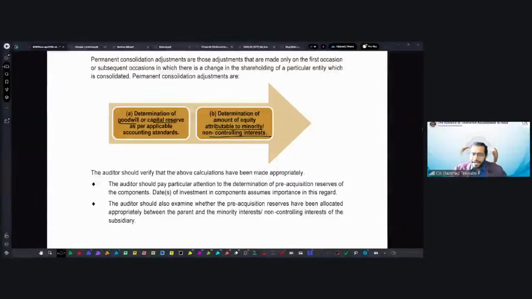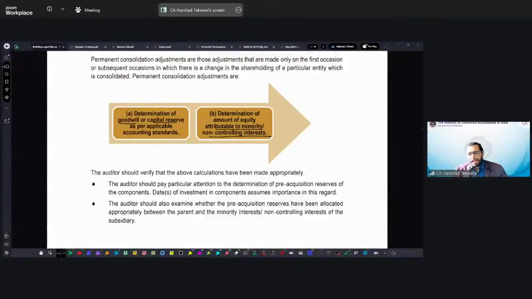Now, when I talk about the current period consolidation adjustments, can anyone give me some example of that? Current period consolidation adjustments. Anyone?